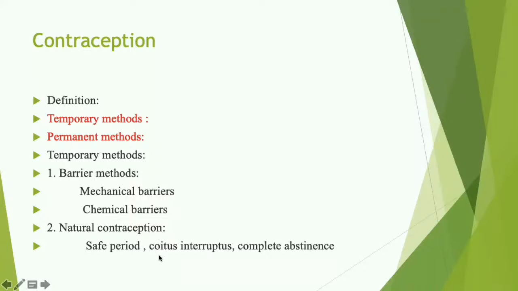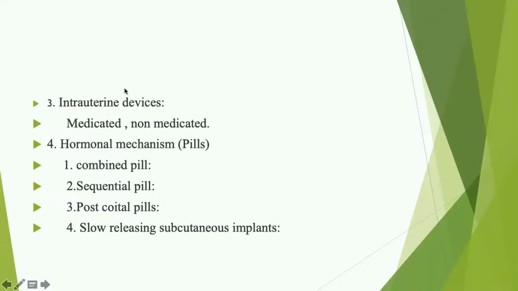Then you go on to explain natural contraception. You have three classifications under this. It can be either use of the safe period, coitus interruptus or complete abstinence, right? Then you start mentioning the intrauterine device. Under intrauterine device, it can be a non-medicated one like Lippes loop or a copper T, or it can be a medicated one like Mirena. So you need to write the things under that.